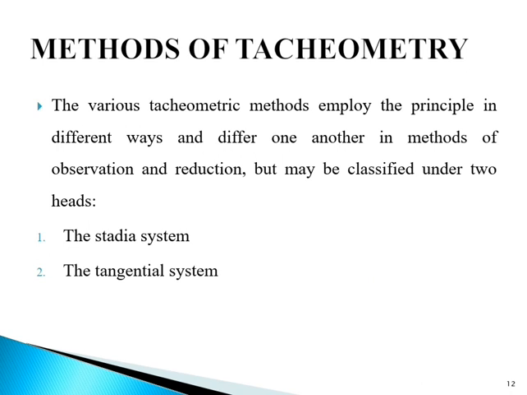The various tachometric methods employ the principle in different ways and differ from one another in methods of observation and reduction, but may be classified under two heads. The first one is the stadia system and the second one is the tangential system.